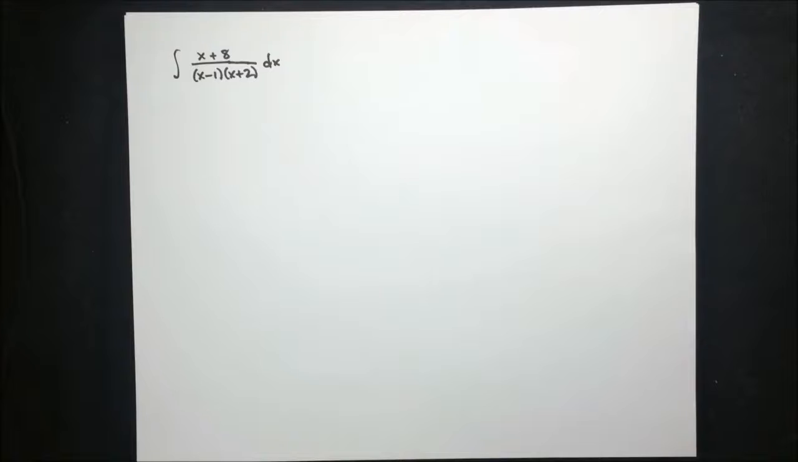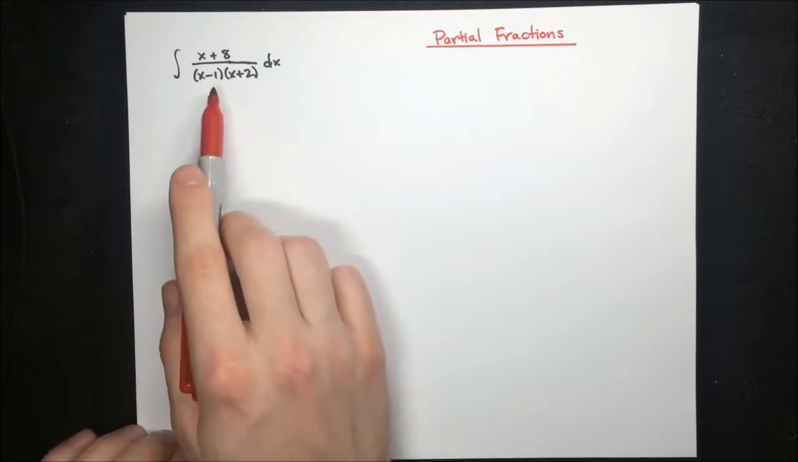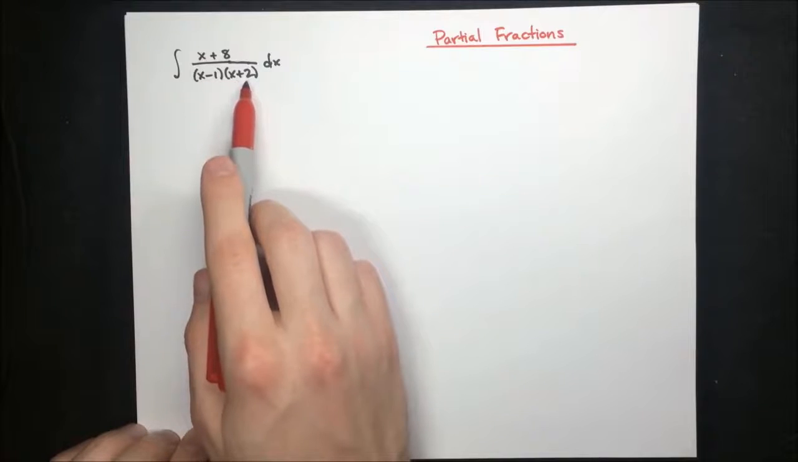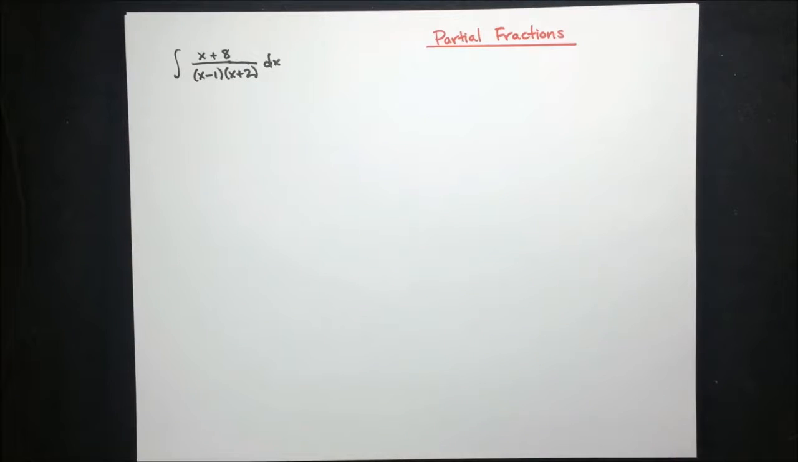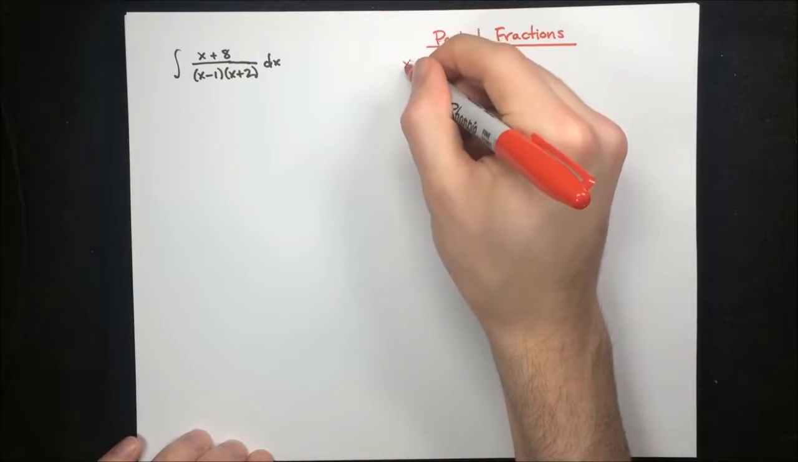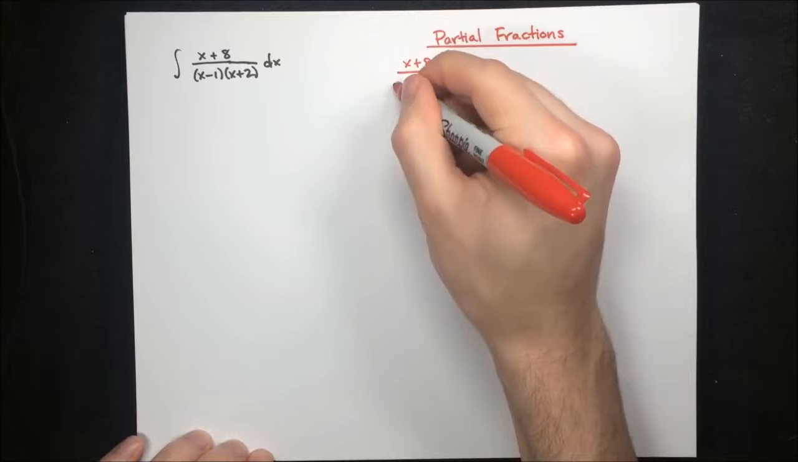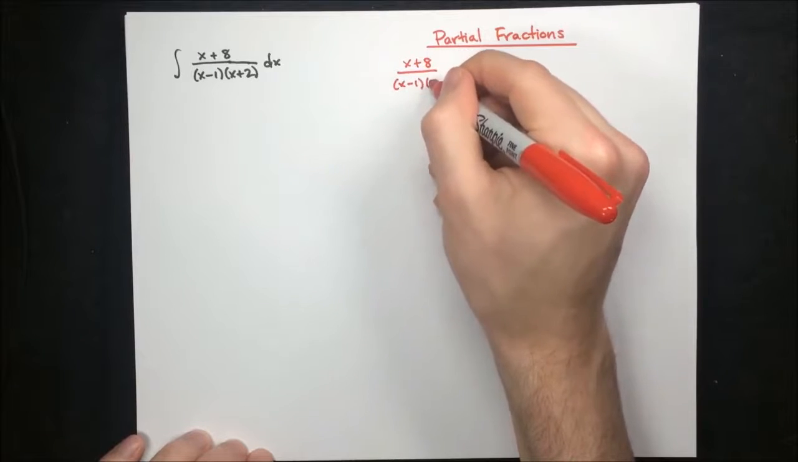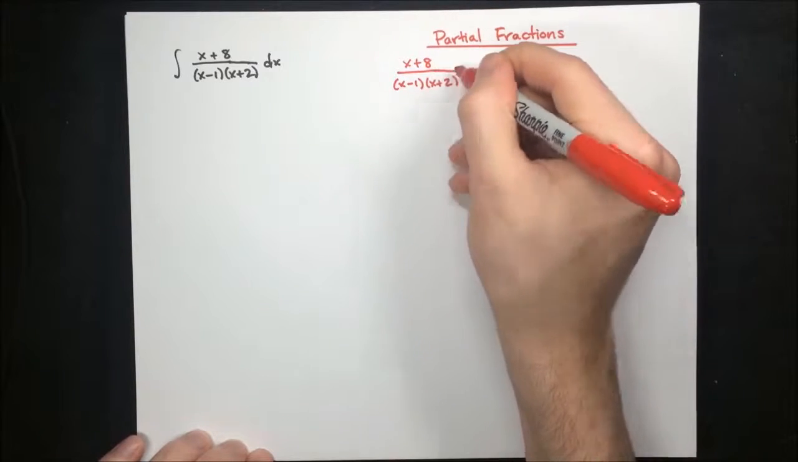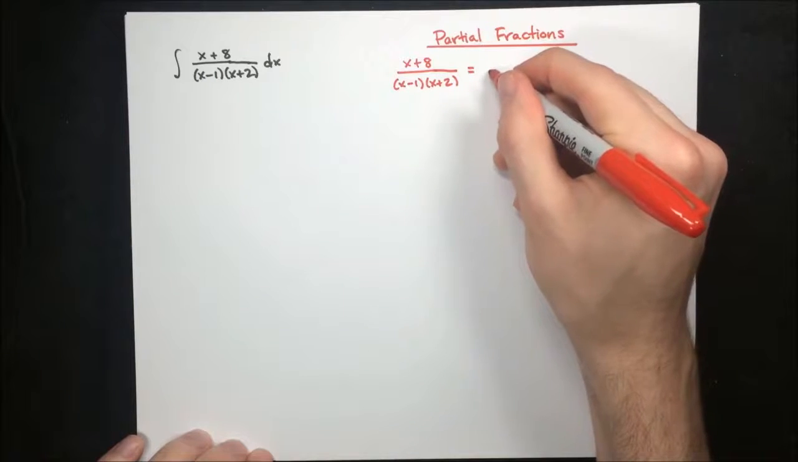technique of partial fractions. Now the idea behind partial fractions is that whenever we have different linear factors in the denominator of a rational function, like here we have the two factors x minus 1 and x plus 2, both of which are linear factors. Whenever we have that situation, we can break up the rational function into the sum of reciprocal functions. In other words, we can take that rational function, x plus 8 over x minus 1 times x plus 2, and we can break that up into the sum of two fractions.